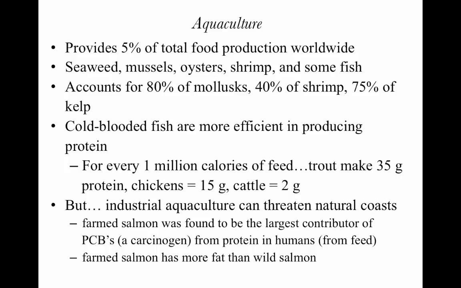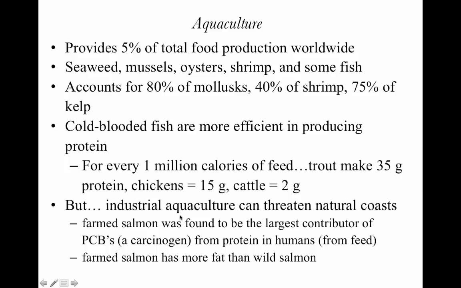The thing about eating fish is that cold-blooded fish are more efficient in producing protein. So for every 1 million calories of feed, trout raised on these fish farms through aquaculture can make 35 grams of meat, of protein. And this is more efficient than, say, chicken, certainly more than cows. But even chickens are pretty efficient. But the trout is more efficient because chickens are warm-blooded, and a lot of the energy goes to keeping that body warm, and trout and salmon don't have these issues.